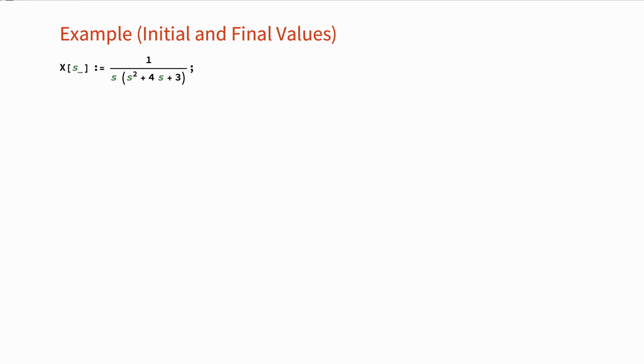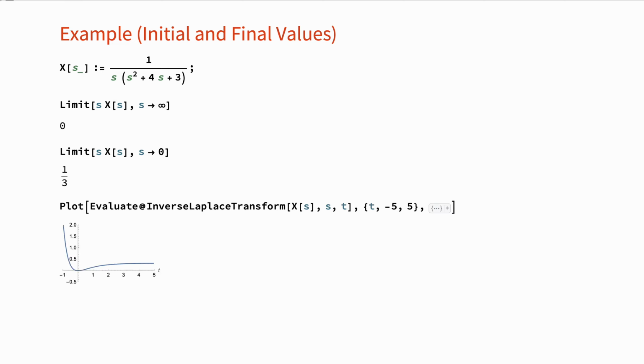Let's find the initial and the final values of x of t given its Laplace transform defined as indicated here. Taking the limit of s times X of s when s goes to infinity gives the initial value, and taking the same limit when s goes to 0 gives the final value. If you look at the plot of x of t, the inverse Laplace transform of X of s, also, you can see how the signal changes over time and check the state of the signal at time equal to 0 and at the final time.